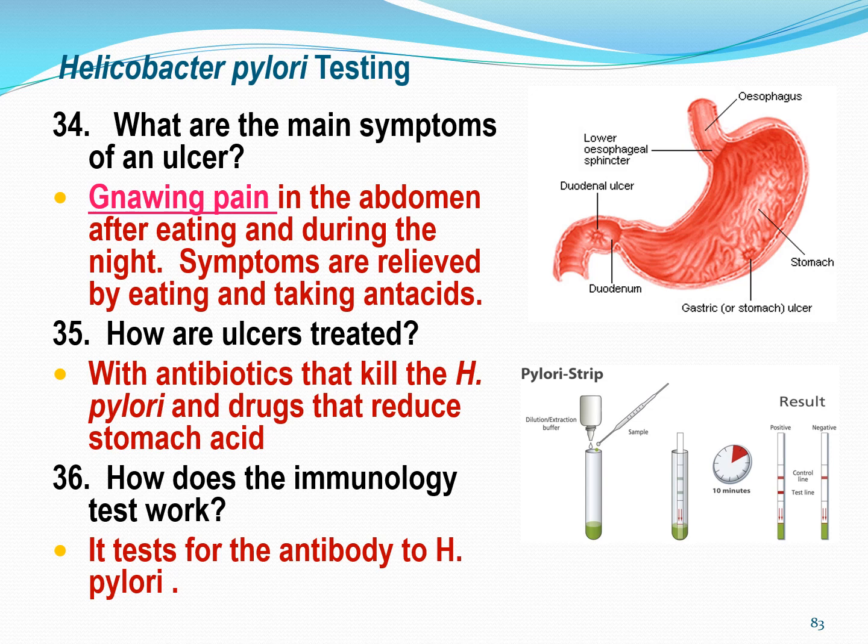So what's the symptoms? You have that gnawing pain in the abdomen after eating and during the night. Symptoms are relieved by eating and taking antacids, right? So how are they treated? With antibiotics that kill the H. pylori and drugs that reduce stomach acid. A lot of times they'll also give you something like Melana or something to drink to help you coat the inside of your stomach. So how does the immunology test work? It tests for the antibody to H. pylori, okay?